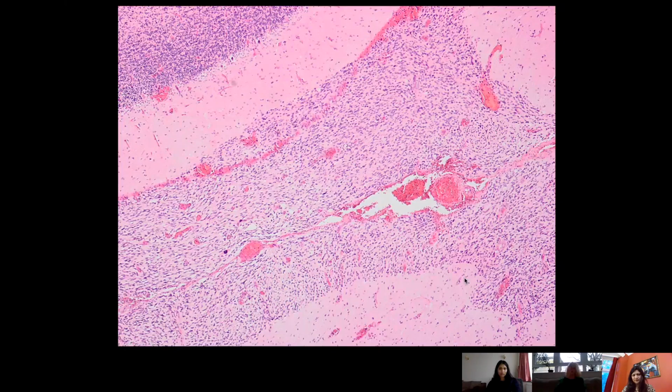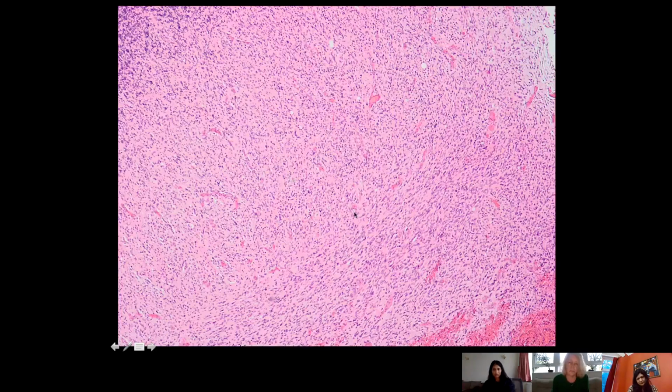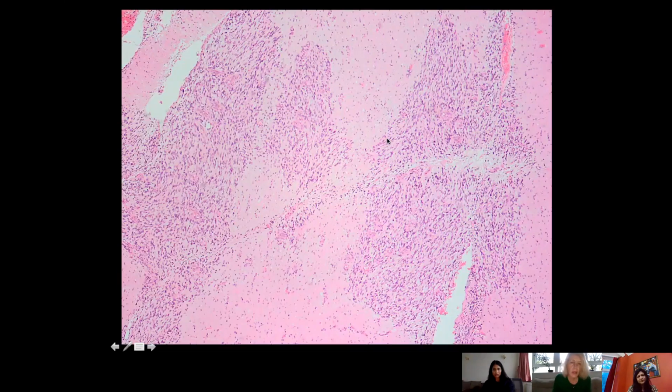So histologically, this was a very interesting case. Histologically, we have a fairly circumscribed tumor, well demarcated from the cerebellar parenchyma, composed of spindle cells with eosinophilic cytoplasm of moderate to high cellularity. Here, for example, this is an area of higher cellularity, in which we could also find evidence of microvascular proliferation.